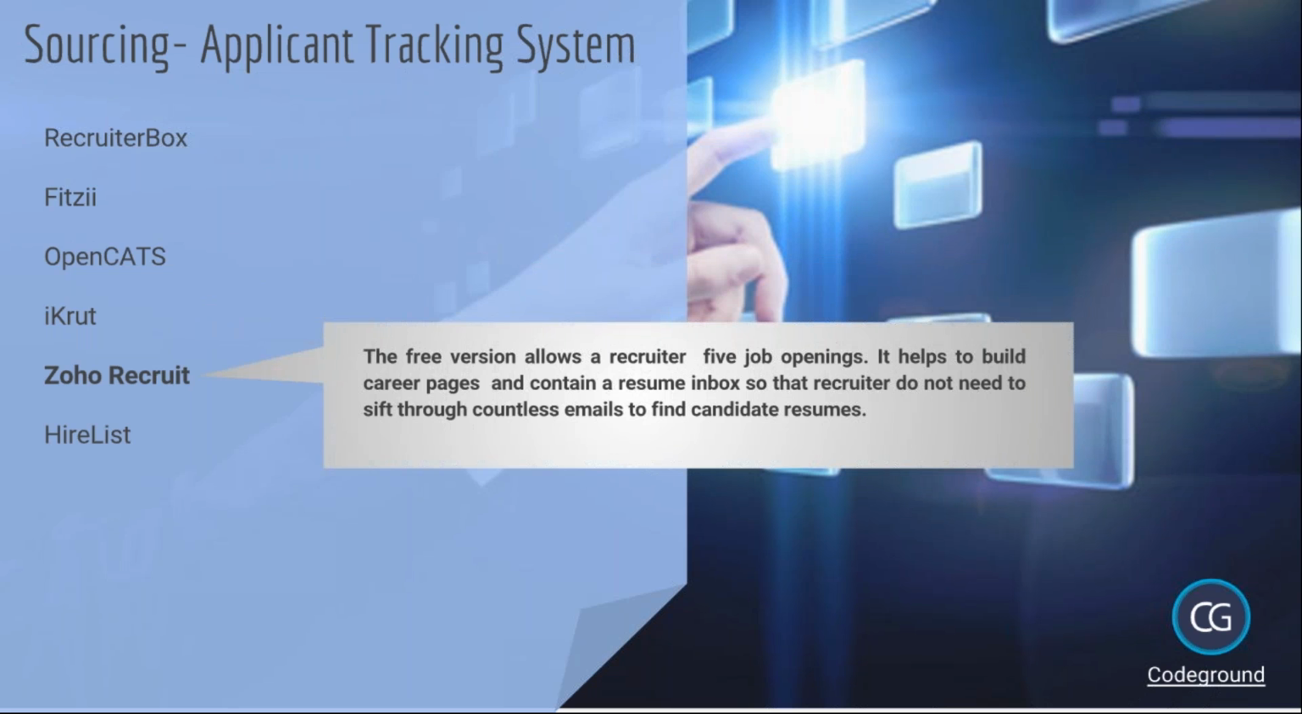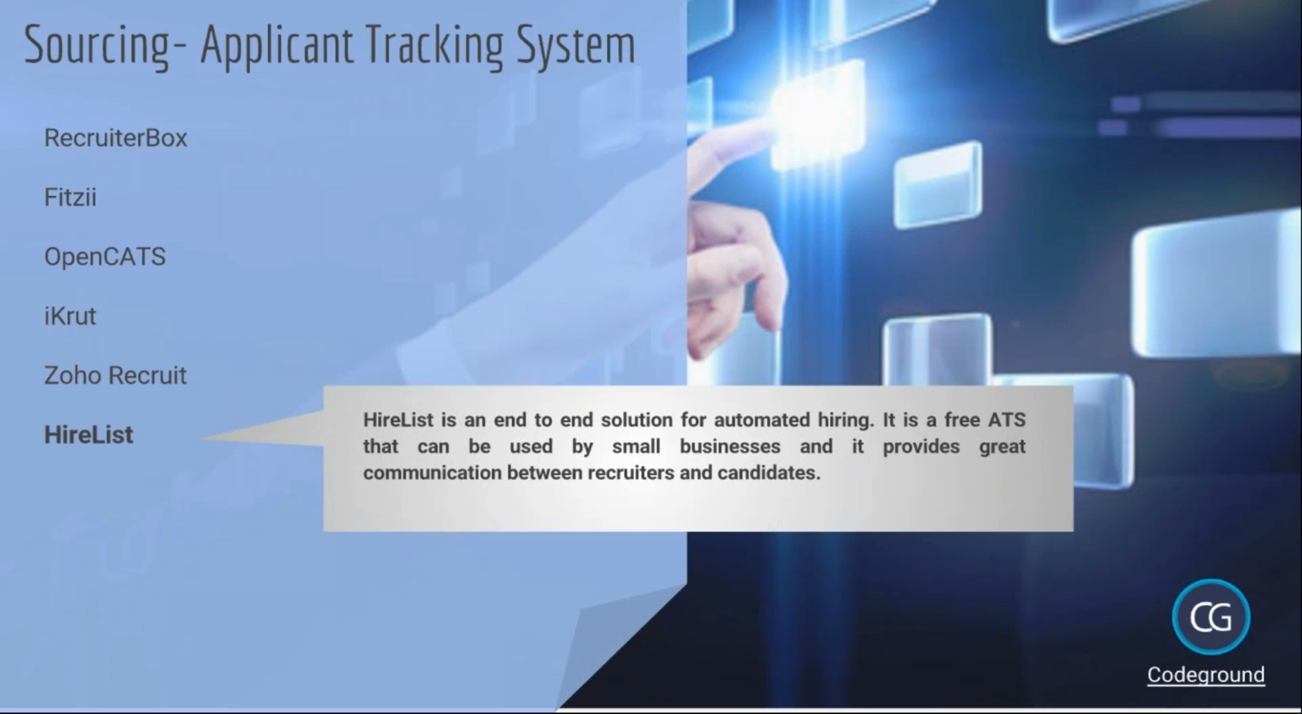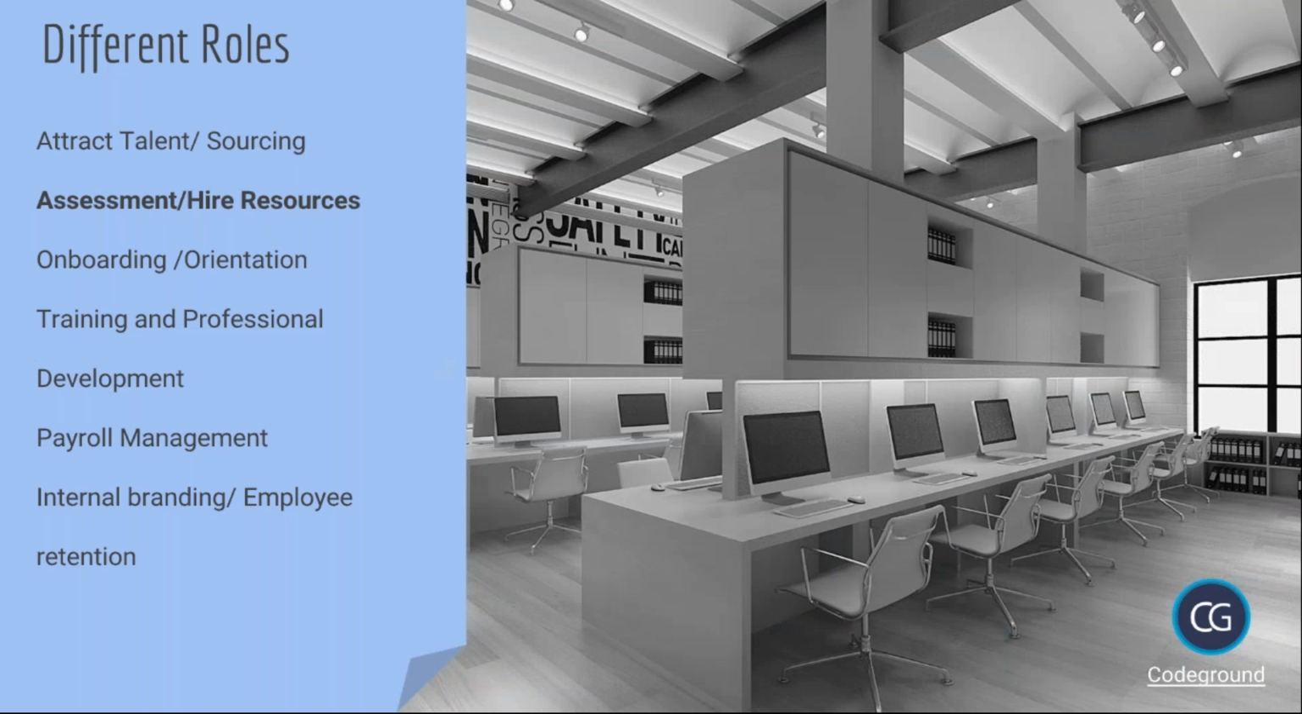Then you have Zoho Recruit. So the free version allows the recruiter 5 job openings. It helps to build career pages and contain a resume inbox so that recruiters do not need to sift through countless emails to find candidate resumes. And the last one is HireList. So HireList is an end-to-end solution for automating hiring. It has a free ATS that can be used by small businesses to provide great communication between recruiters and candidates.